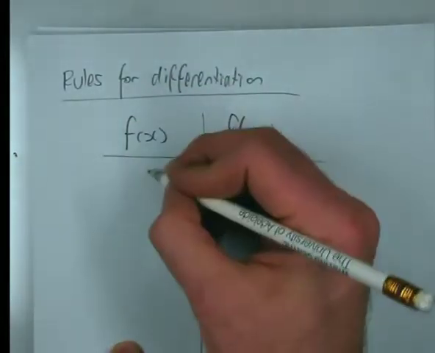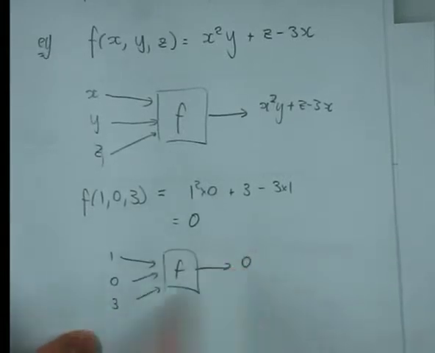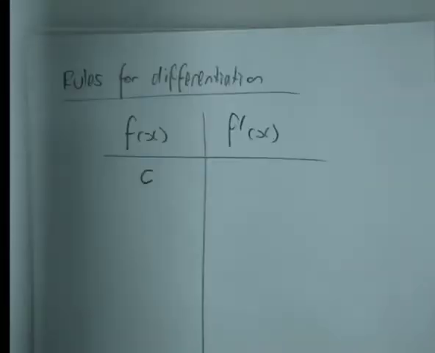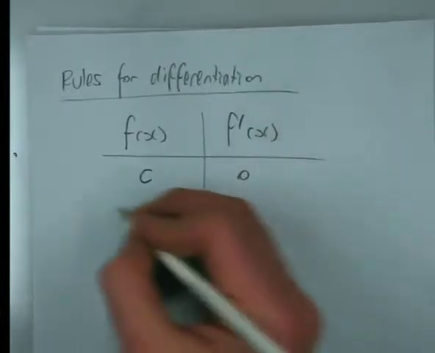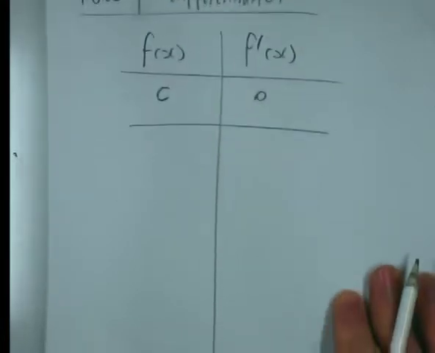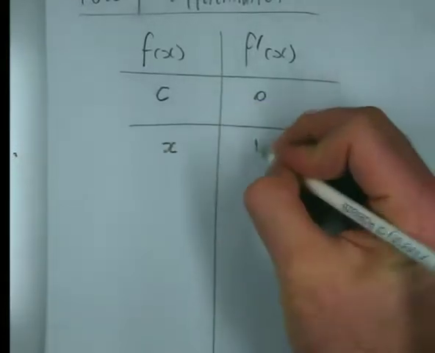Okay, so the concept is that if f of x is a constant, so when we go back to this machine here, it always produces the same answer. No matter what you put in, it always produces the same answer, and that answer is c. Which means that if x changes, then y doesn't change at all. It's always the same, no matter what. So therefore, the derivative is always 0. If you put in just x, then the derivative is 1.